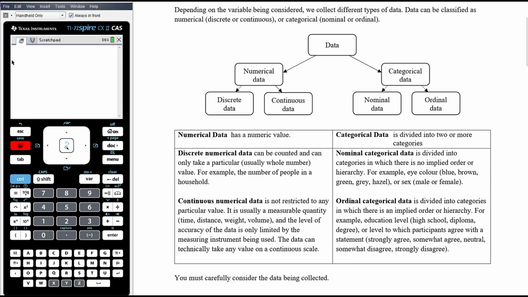So in the numerical section, discrete data, generally speaking, you're talking about variables where you're looking at a countable quantity. So the number of something is usually a discrete variable. Technically, the data can only take certain values, for example whole number values. The example I've got listed here is the number of people in a household. A household can't have 3.7 people in it. It either has 1 or 2 or 3 or 4 or 5 or perhaps up to 10 or more.